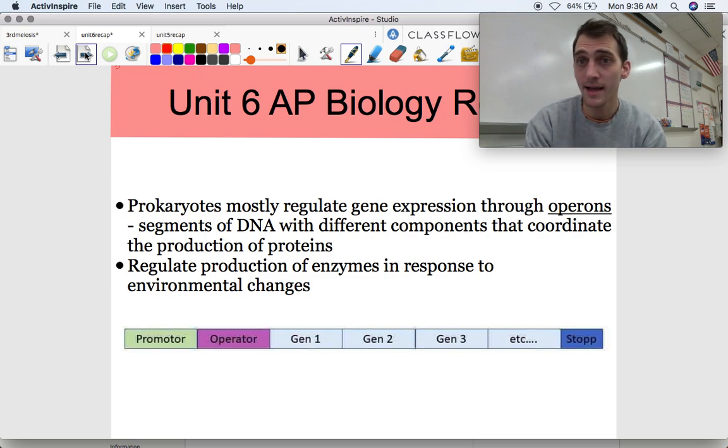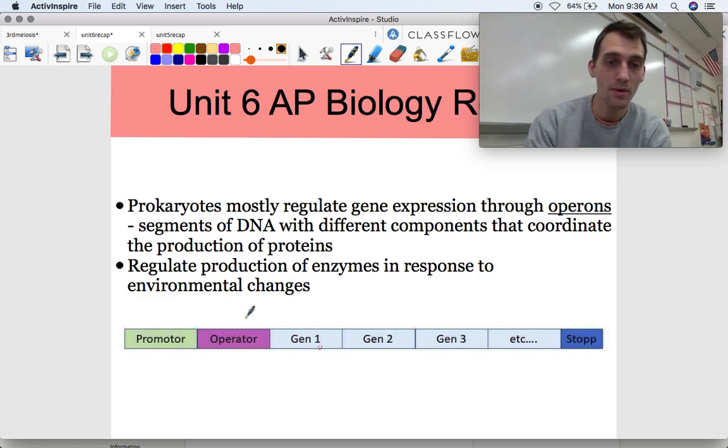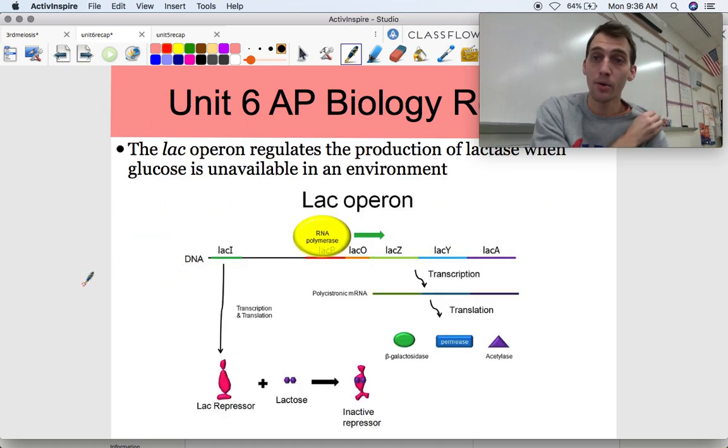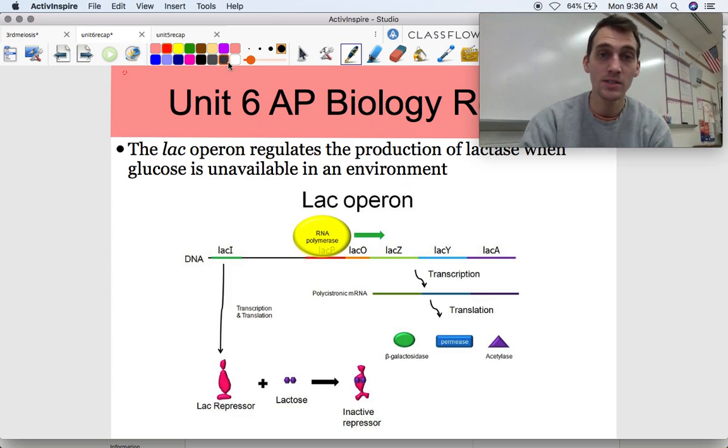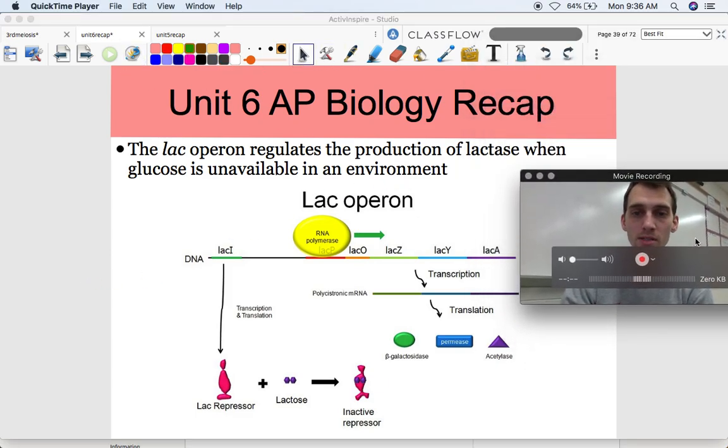Now, prokaryotes, this is how they do it. They do it through something called operons, which are segments of DNA with different components that coordinate the production of proteins. And this is what an operon looks like. I don't know why promoter isn't spelled with an E there. But operons regulate production of enzymes in response to environmental changes. And that example of lactase that I just talked about before, this is the most well-studied way that prokaryotes control their gene expression. This is what's called the lac operon, lac short for lactase, right? It regulates the production of lactase, which is the enzyme that breaks down lactose, when glucose is unavailable in the environment.